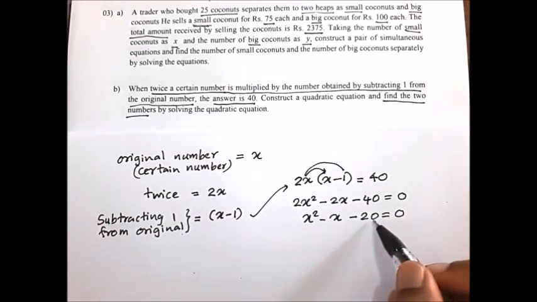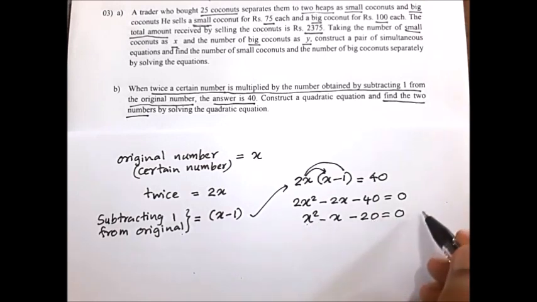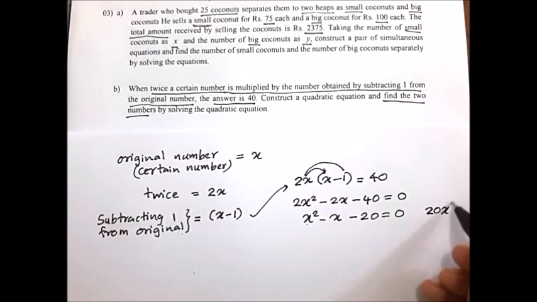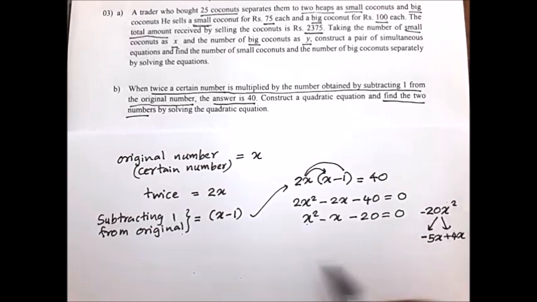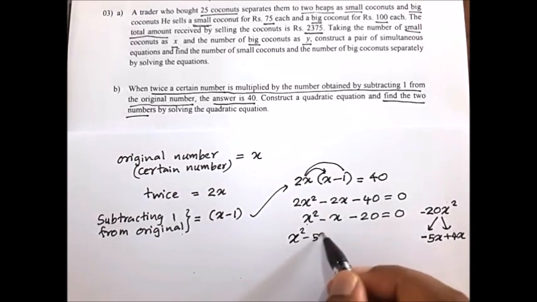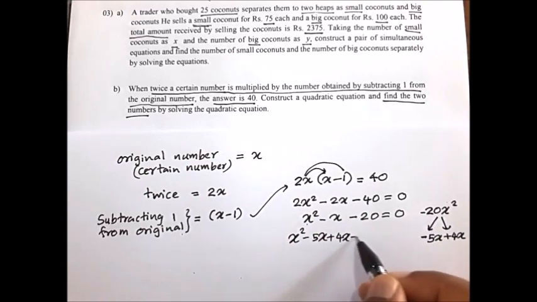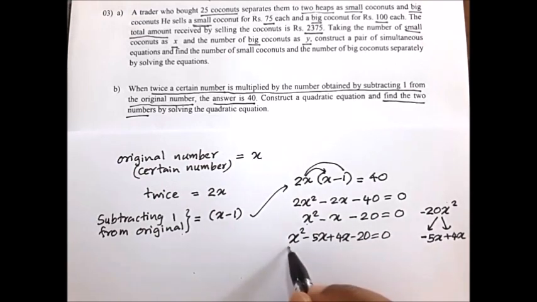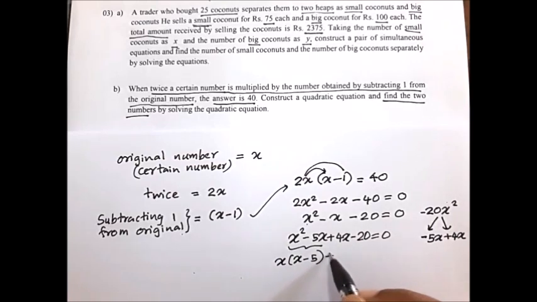Now you have to factorize this equation. Multiply the first term and last term: 20x squared. What are the two terms? Minus 5x and plus 4x. Minus 5x plus 4x. Take common terms out. x common, x minus 5. Take 4 out, remaining x minus 5.